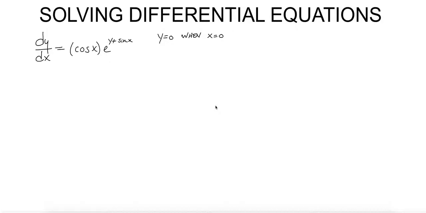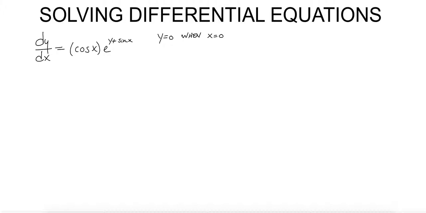Everyone, in this video we're going to talk about how to solve a differential equation when given an initial condition. In this case we're given dy/dx is equal to the cosine of x times e to the y plus sine x, and we're given an initial condition that y is equal to 0 when x is equal to 0.